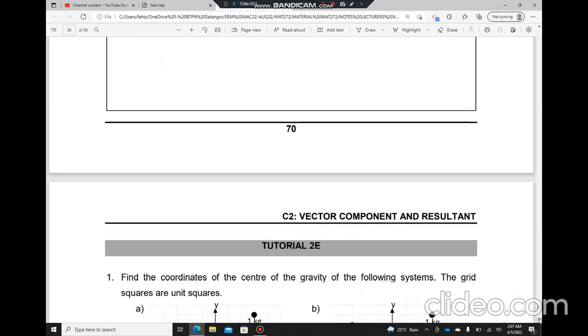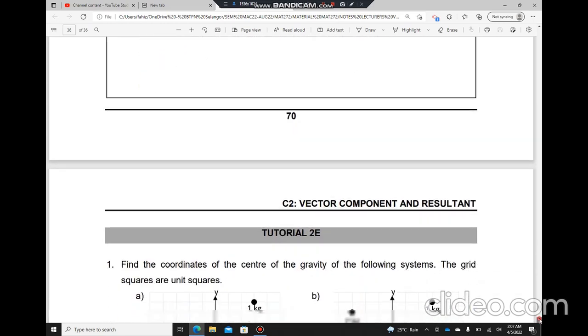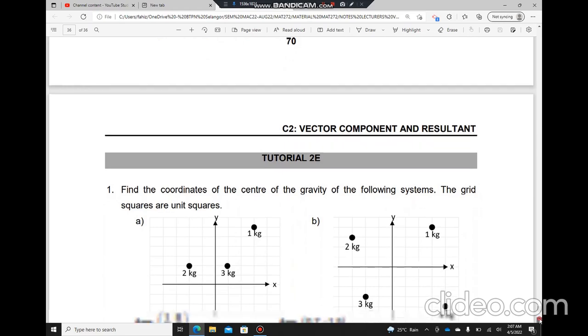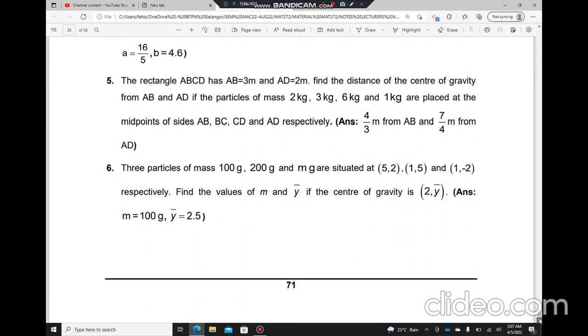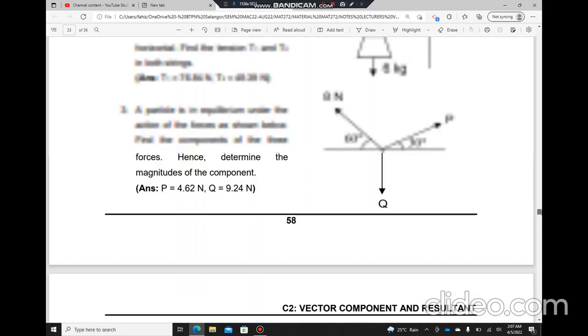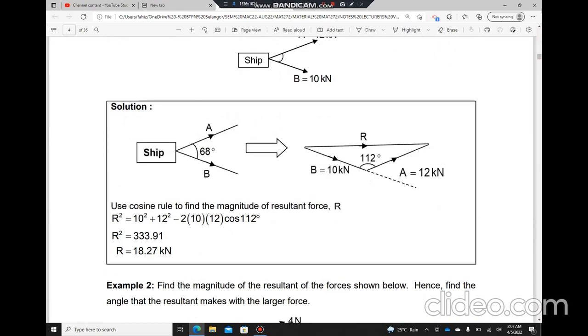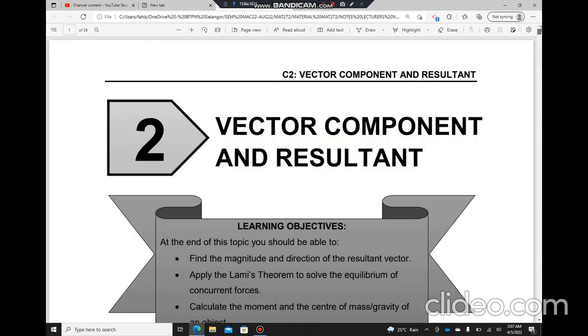Okay, so that's all for chapter 2. So you can complete tutorial 2E. The answers are here. Okay, so we have finished chapter 2, which is vector component and resultant.